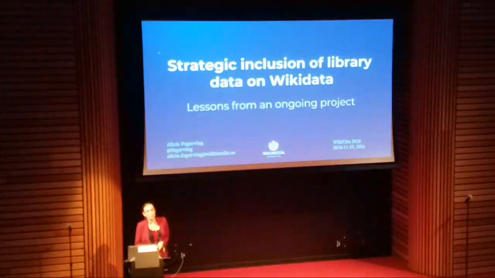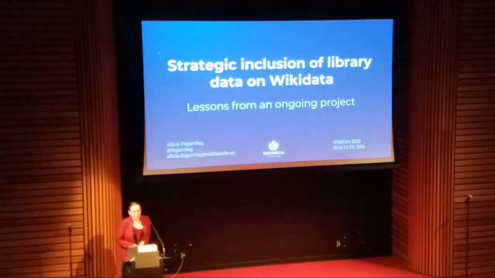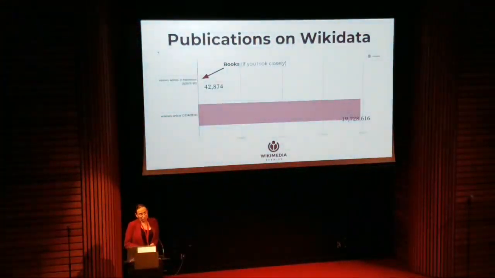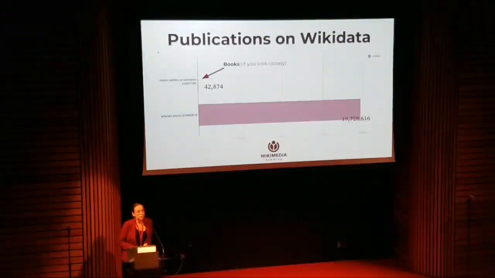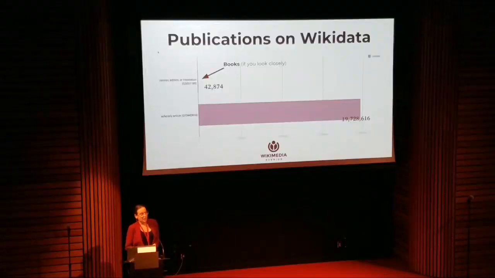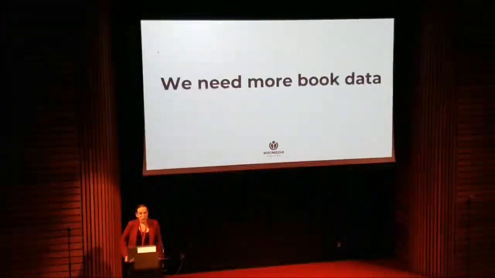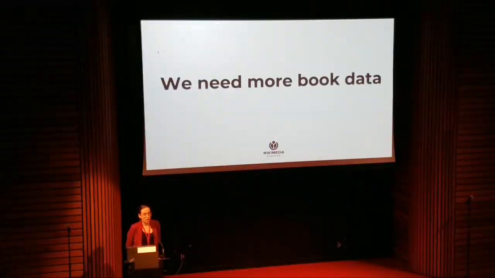Before we start, please raise your hand if you think we need more items for books on Wikidata. Well, that's what I thought. If you look at all the fine work that WikiCite editors have accomplished, one thing that stands out is that academic articles are way, way more popular than books. Last time I checked, there were about 42,000 instances of version, edition, or translation, and 19 million instances of scholarly article. Why? Well, there could be many reasons, but the most obvious one is the availability of data sources. If we want to get more books on Wikidata, we need access to linked open datasets about books released under a compatible license.